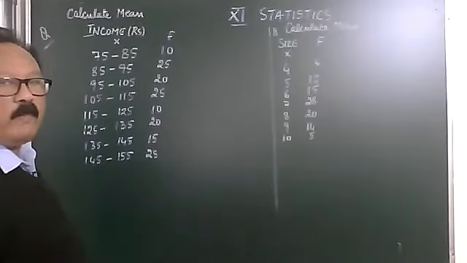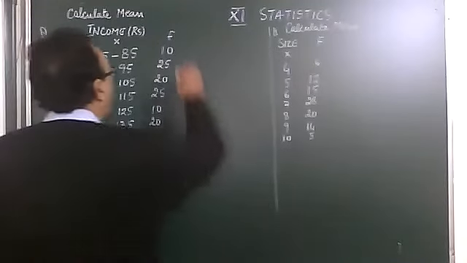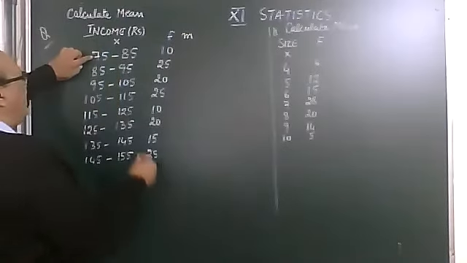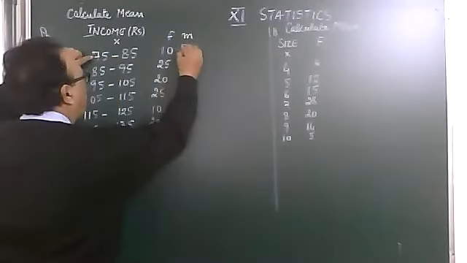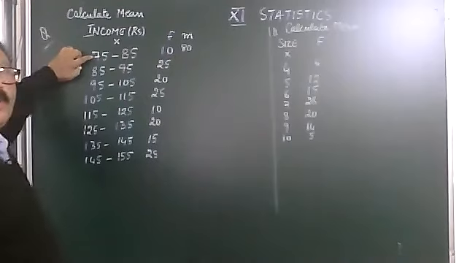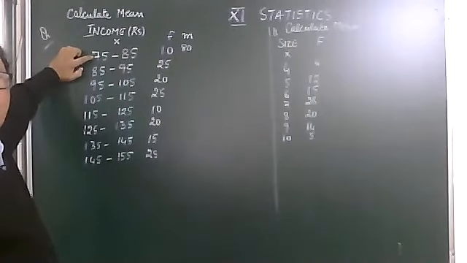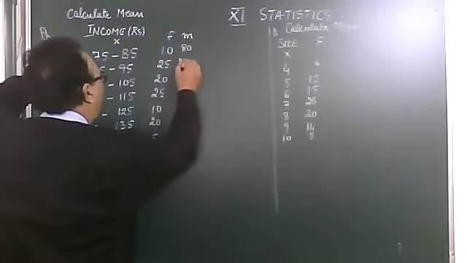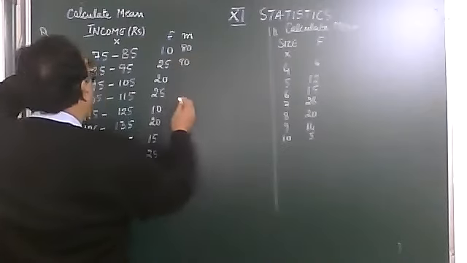What do we do when we get a continuous series? The first thing that we do is we find the midpoints of the class. 75 and 85 midpoint will be 80. How do you do it numerically? The lower limit plus the upper limit divided by 2. This would be 85 to 95, the midpoint would be 90.